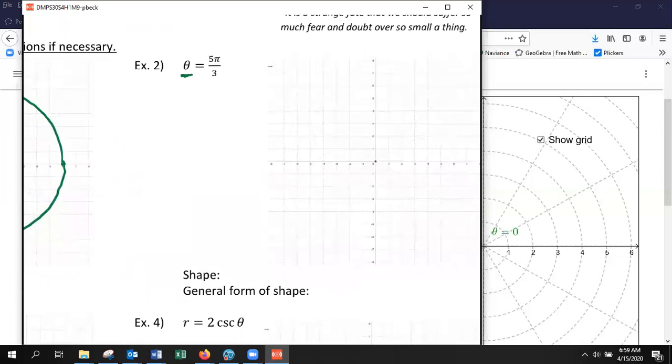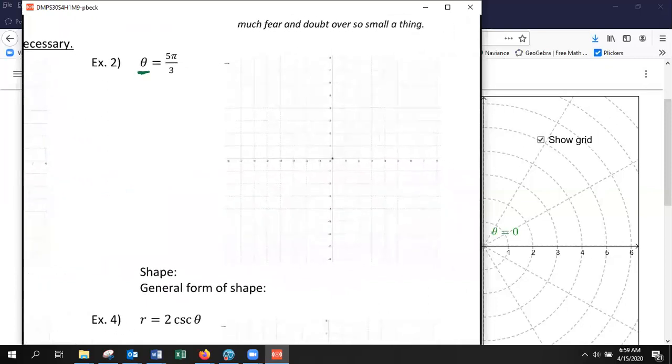So if we look at where 5 pi over 3 is located, if you remember, that should be in quadrant 3. This angle gives us 5 pi over 3. So what this means is we can have any radius generated off of that angle of 5 pi over 3. Now, if you remember from last time, we don't necessarily just have to have positive radii, we could also have negative radii. If we have negative radii, we could be going backwards in this direction.